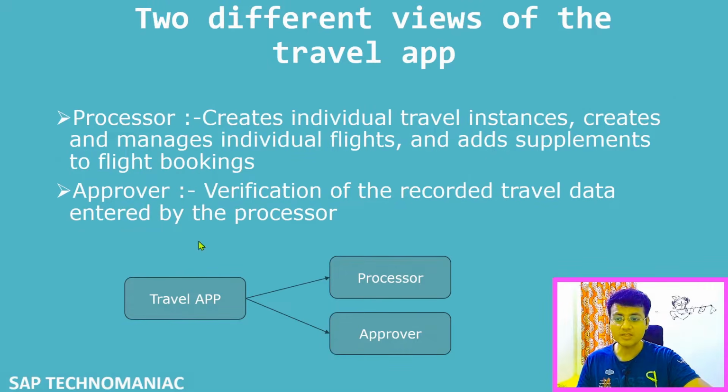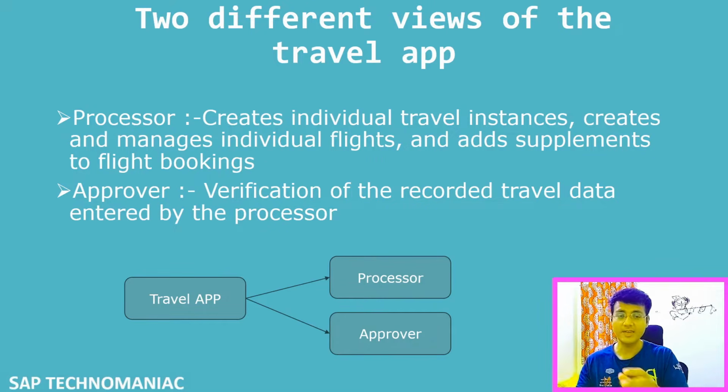One is a processor, and the second one is the approver. What is the processor's work? The processor will create the travel instance and manage the individual flight and the supplements for the flight booking. And the approver, what he will do, he will approve once the booking is created.